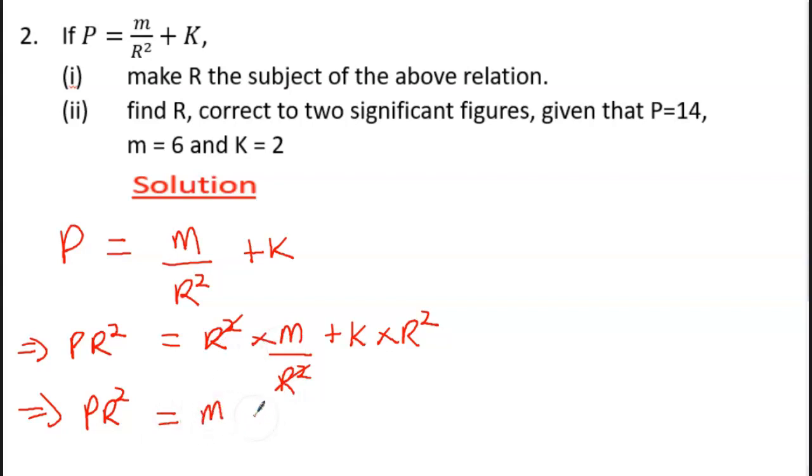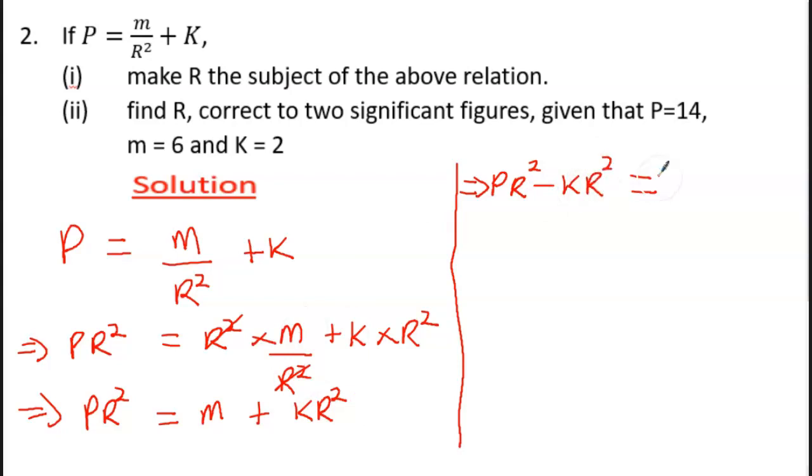M plus K R squared. We have 1 R squared on the left hand side and then 1 R squared on the right hand side. Bring the R squared together, which we normally say group the items. So this implies P R squared minus K R squared is equal to M, and bring R squared out, leaving R squared times P minus K is equal to M.